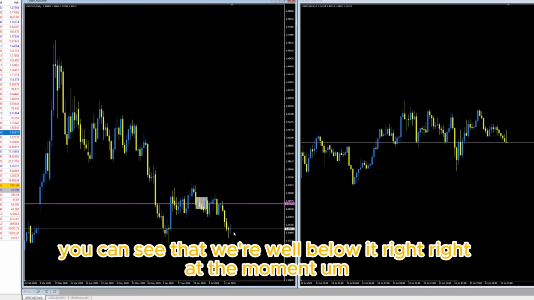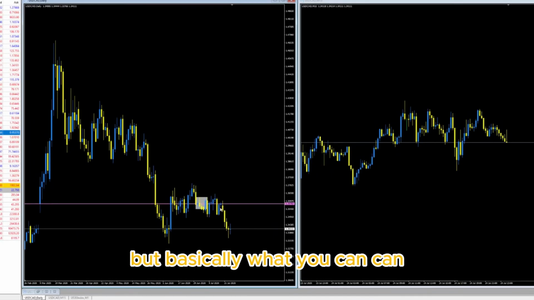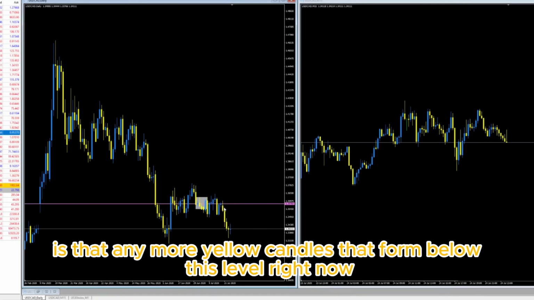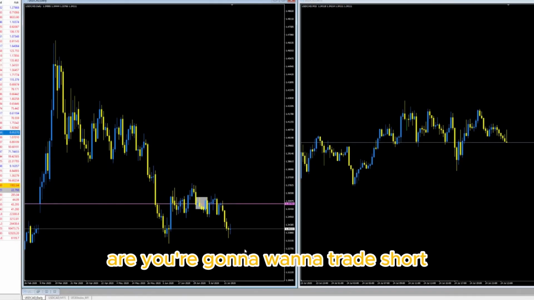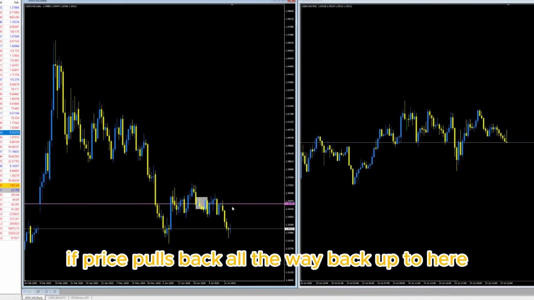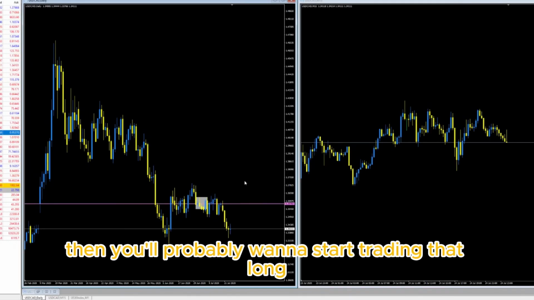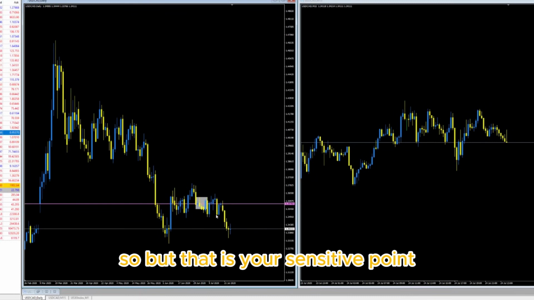You can see that we're well below it right at the moment. But basically, the information you can get from this on dollar CAD right now is that any more yellow candles that form below this level, right now you're going to want to trade short. If price pulls all the way back up to here, and then we get above, then you'll probably want to start trading that long. So, that is your sensitive point.